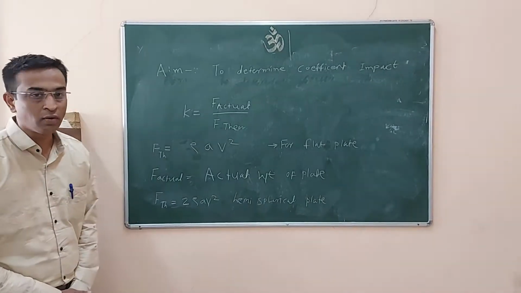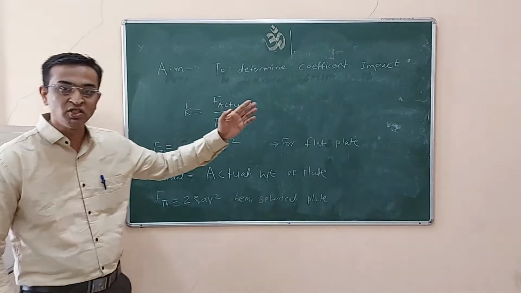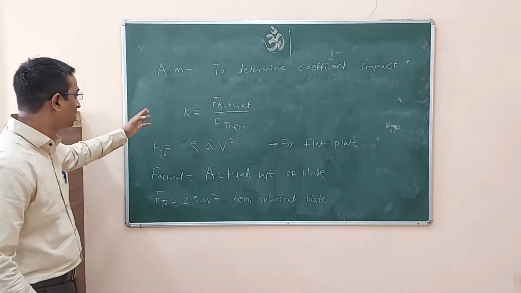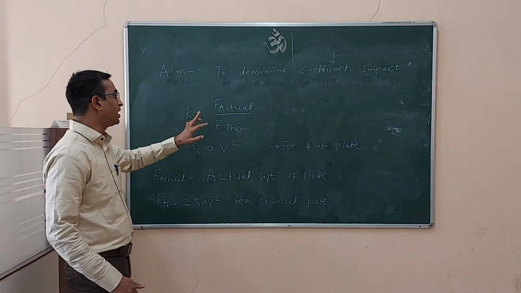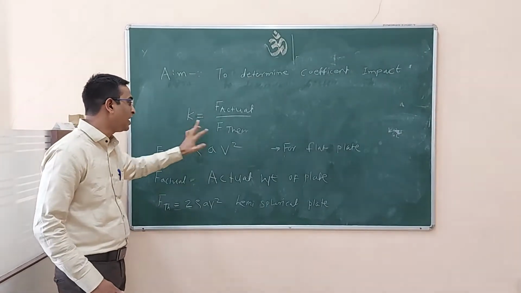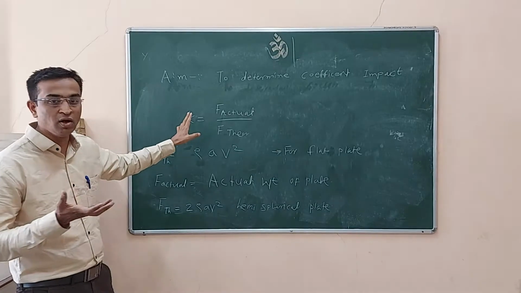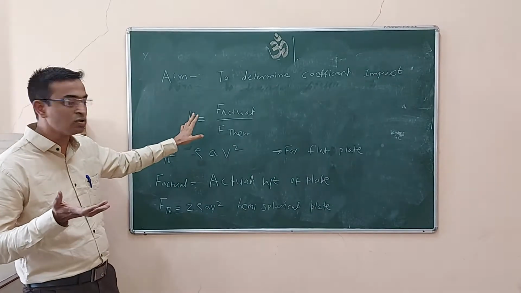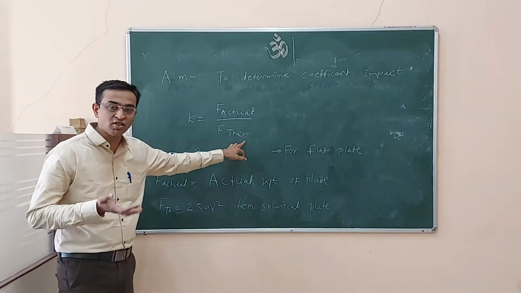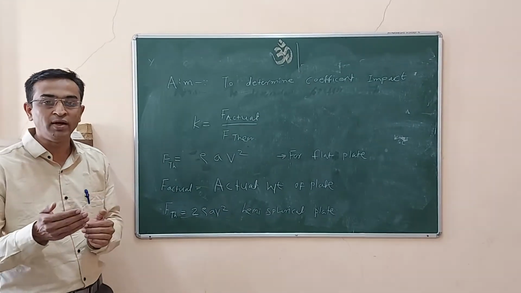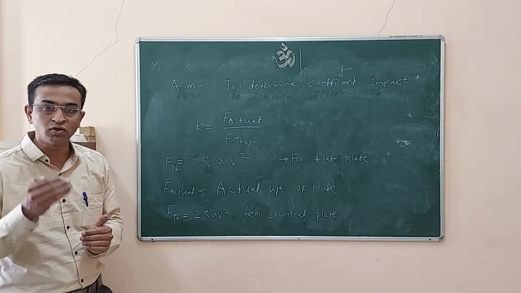Today we will be performing a practical to determine the coefficient of impact. In that, we are going to find out K. K is nothing but the coefficient of impact. That means F actual divided by F theoretical. F actual means the actual force of that object, divided by F theoretical, which means the theoretical force of the water. Here we are going to find out the force of the water jet.